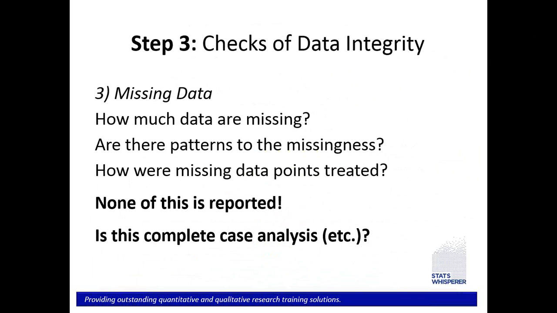And lastly, is this just a complete case analysis where everybody with missing data was just excluded? And we talked about the danger of that because people with missing data tend to be fundamentally different than people who provide complete data, right? So none of this is mentioned in the article. So we're really not sure who's in the sample, and of the people who are in the sample, how are their missing data points treated? It leaves a lot open.